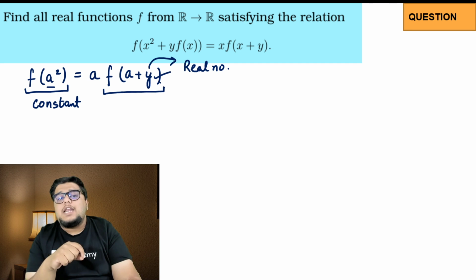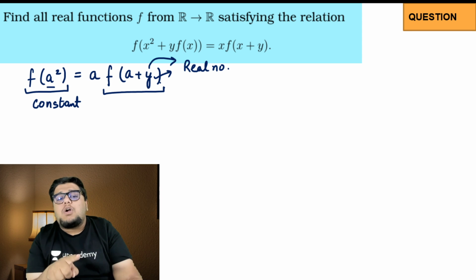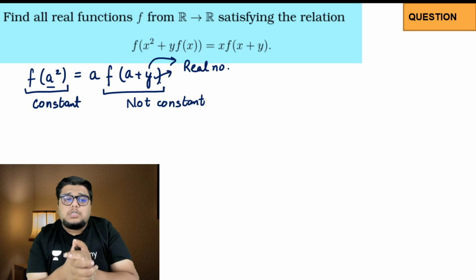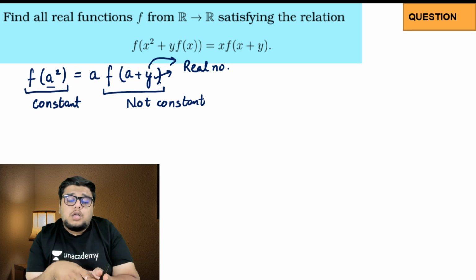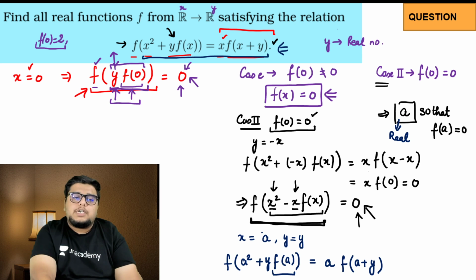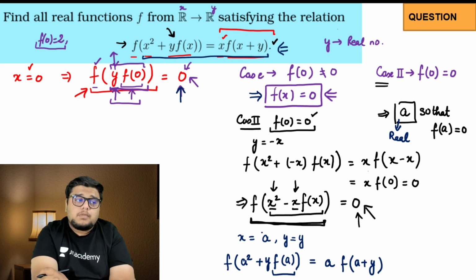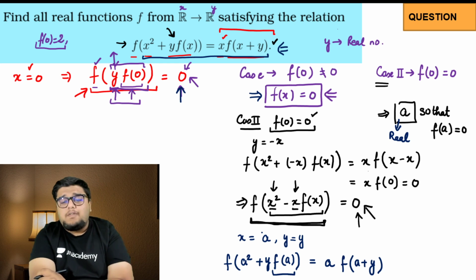Since y is a real number, y can change and can have different values. This is not really constant. So again, in the last part, we said if something which is not constant is equal to something which is constant, that can only happen if the function is 0. But we have already solved it.